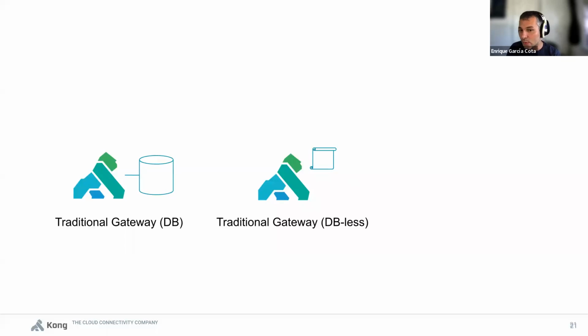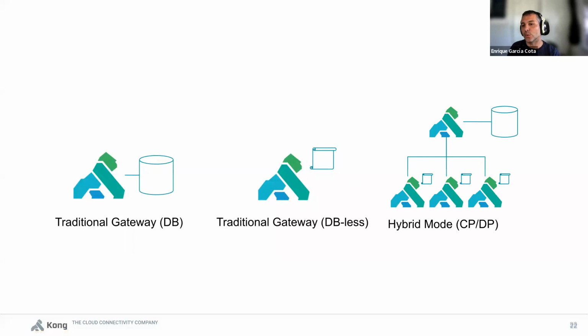And a bit later, we released the hybrid mode. It's called hybrid because you have a split. A group of Kong nodes is in charge of dealing with configuration. They do have a database backend, but the Kong nodes that are actually doing the proxying are using a DB-less mode. So that's why it's hybrid. Some nodes have a database, others don't. This mode is also called control plane and data plane, or CP and DP.